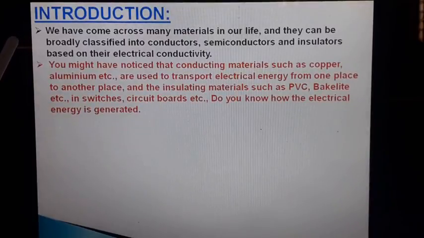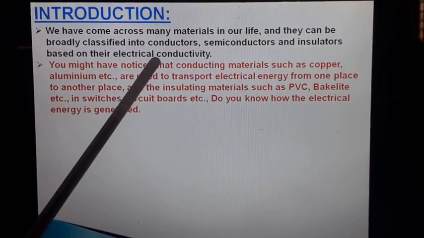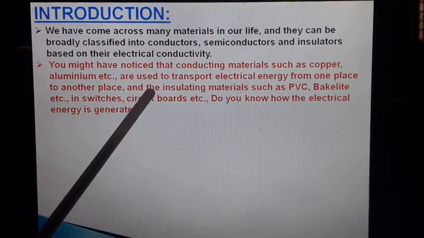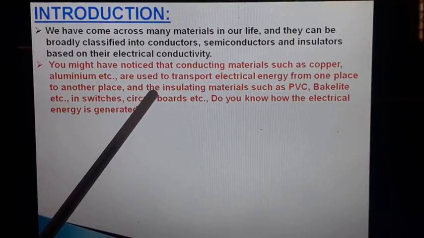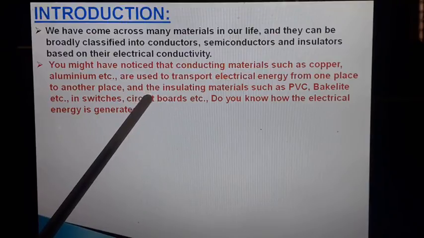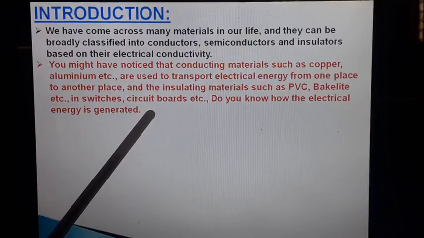Next point, you might have noticed that conducting materials such as copper and aluminum are used to transport electric energy from one place to another, and insulating materials such as PVC, polyvinyl chloride, and bakelite are used in switches, circuit boards etc.